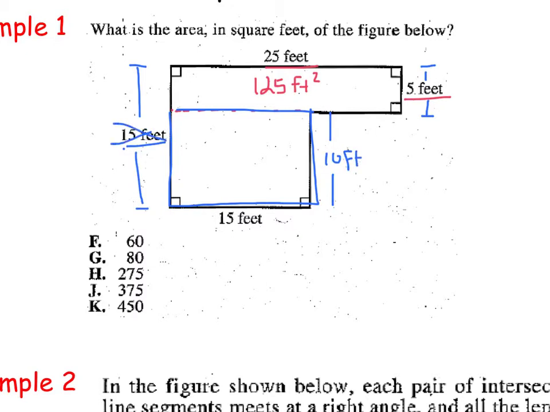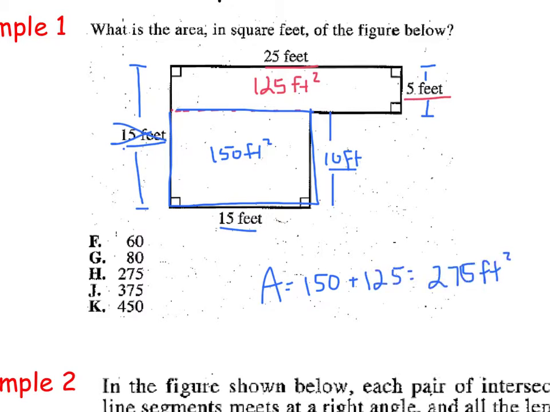Once I figure that out, that 15 gets thrown out the window. So now I've got a 15 by 10 rectangle. 15 times 10 is 150, so 150 feet squared. So the total area of this shape equals 150 plus 125, which is 275 square feet. Looking at the answers, that would be H. So once again, break up the problem and make 2 rectangles. That was how you do an area problem.